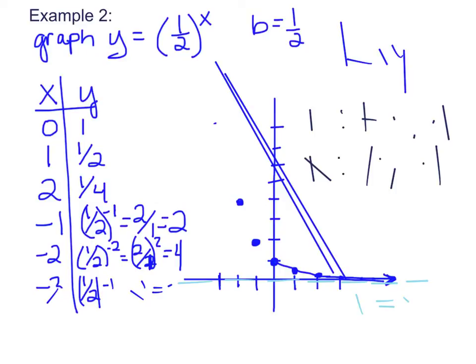Now, the b value could be anything. So when we have our parent functions, we don't actually have just one for each. We just have anything raised to the x power, where b is either any number greater than 1 or any number between 0 and 1. But these are just a couple of examples of our parent functions of exponential growth and decay.